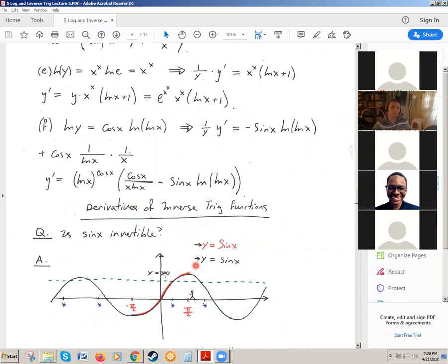My question was this, guys: is sine x invertible? L said no, and she is right, but not because I said that she is right. Why is she right? Why is sine x not invertible? Can I give it a shot? Go ahead.